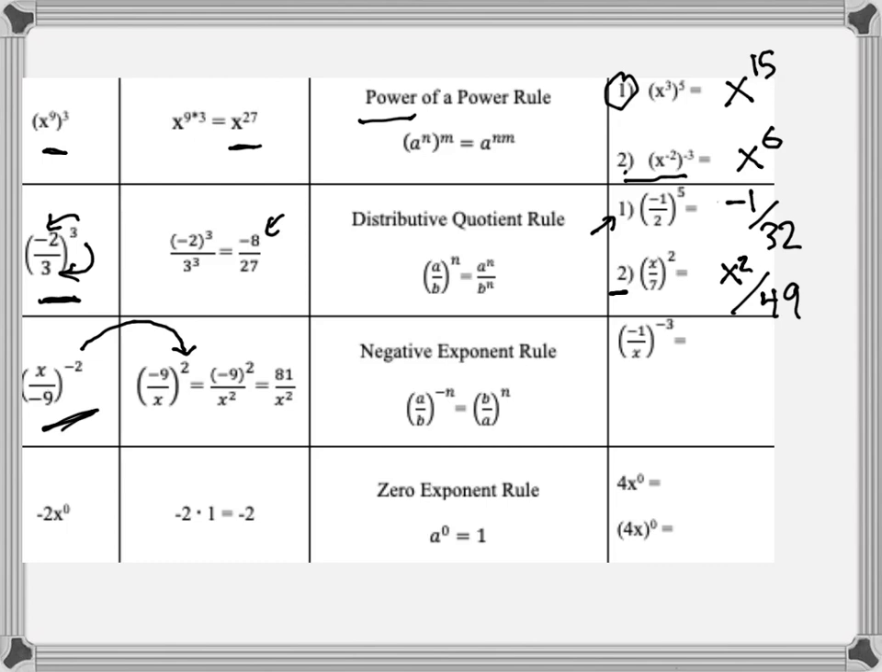So in this example on the side, we have negative 1 over x to the power of negative 3. So if we change that to a positive exponent, this becomes x over negative 1 to the power of positive 3. And when we distribute that exponent to the numerator and denominator, we get x to the power of 3, and negative 1 to the power of 3 is negative 1. Anything divided by negative 1 is just itself except negative. So another way we could write this is negative x to the power of 3.